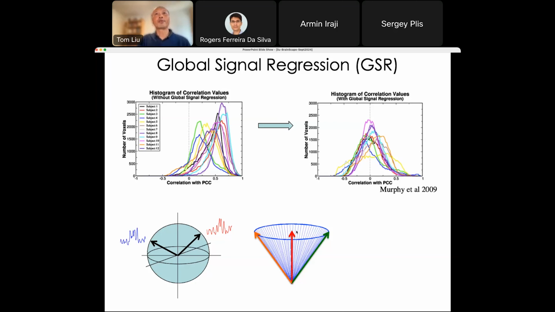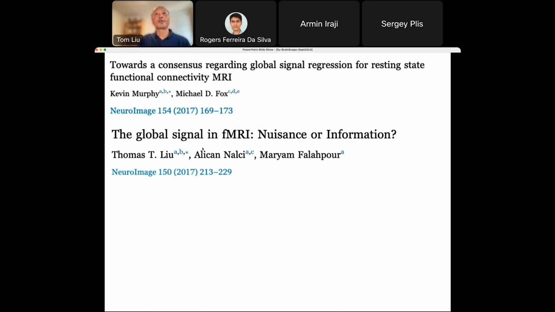So the first question is, why don't we just not do global signal regression? I mean, if it's so controversial, why don't we just avoid it?